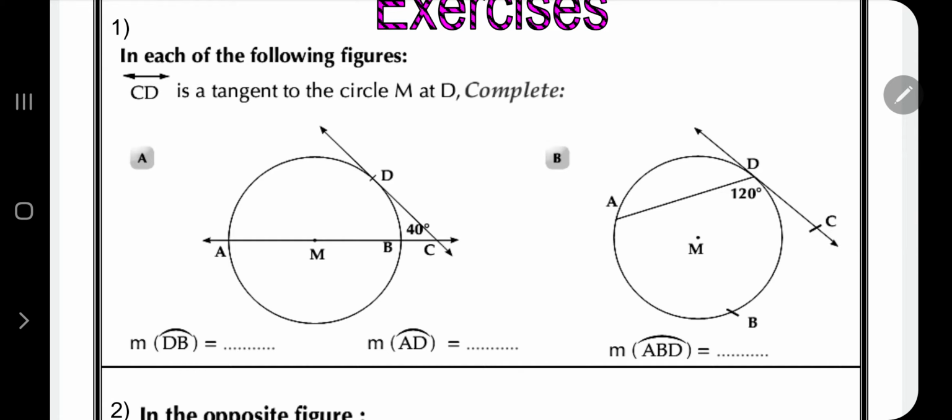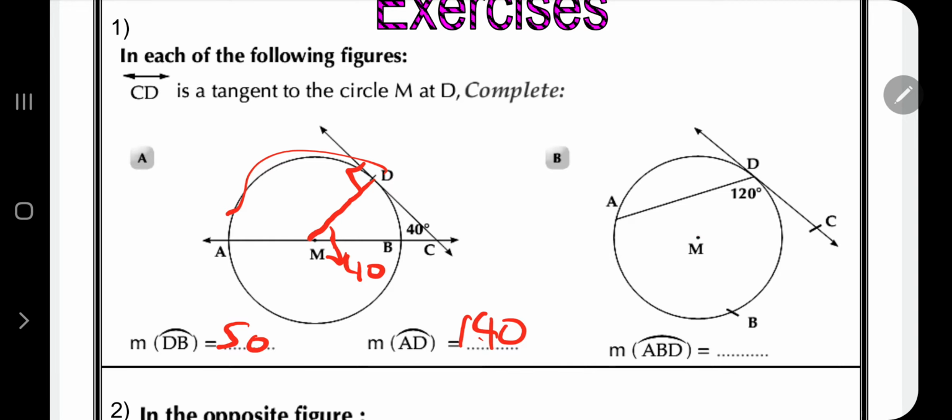Exercise. To get the measure of arc BD, I will construct the radius MD perpendicular to the tangent. So the measure of angle M will be 50. So the arc DB will be 50. What about the measure of arc AD? 180 minus 40, it will be 140. I need to find the measure of arc ABD.